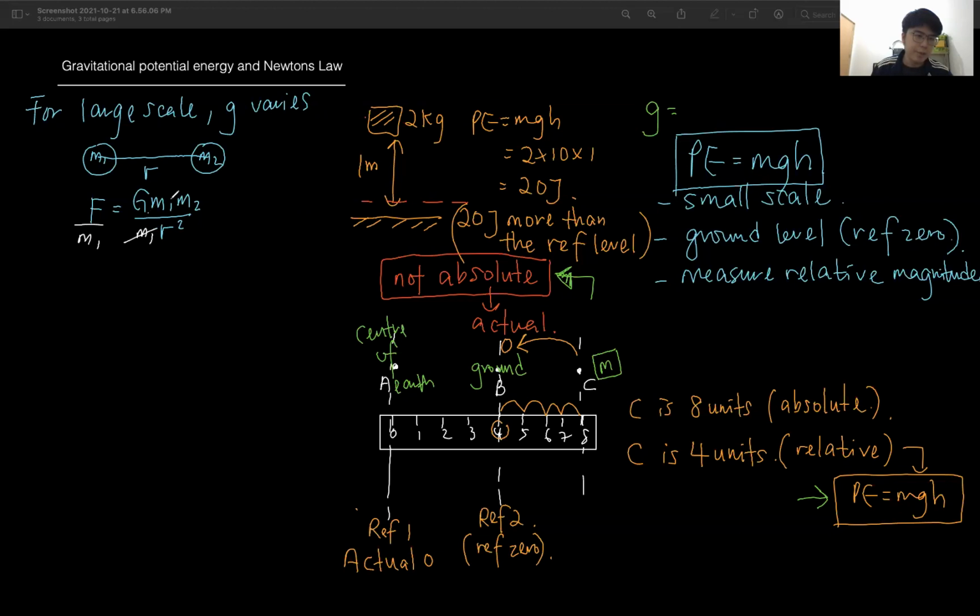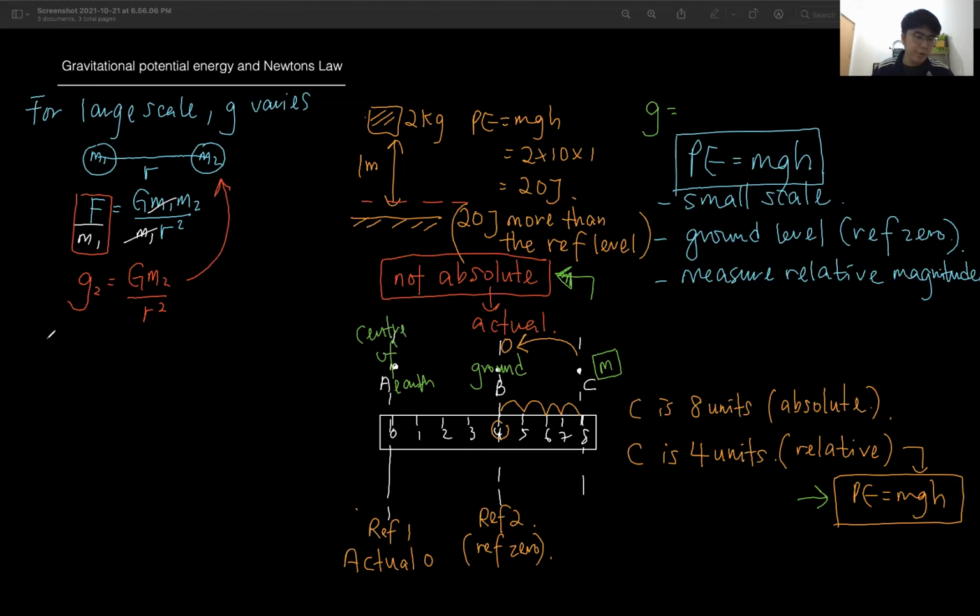I can cancel like this. Okay. So that means this one becomes my g, the field strength of mass 2. So g = G m2 over r squared. Like this. Okay. So this is the field strength of mass number 2.